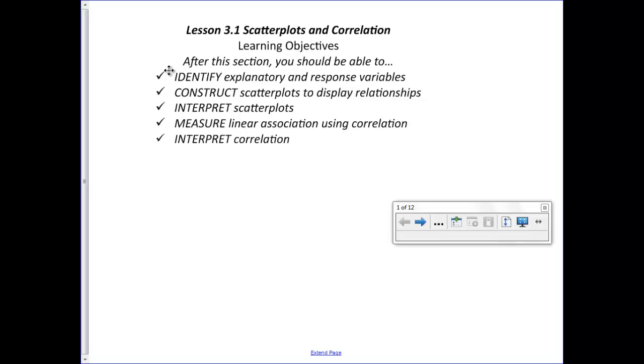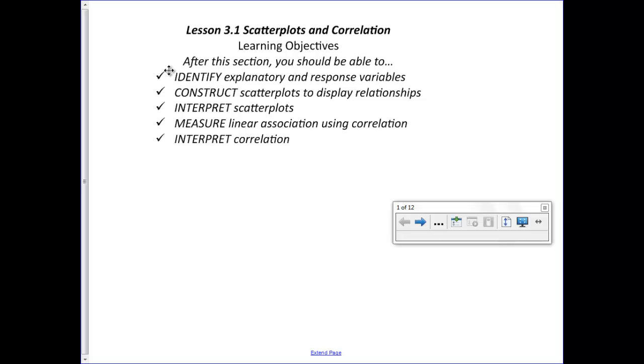3.1 is Scatterplots and Correlation. You guys know about scatterplots already? Some? Kind of. First, we're going to talk today about explanatory and response variables. What is an explanatory variable? Explanatory variables explain your results, and we'll look at some examples in a minute. But you're already familiar with this one.